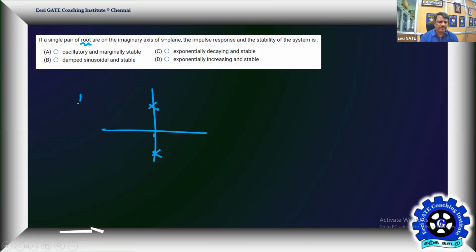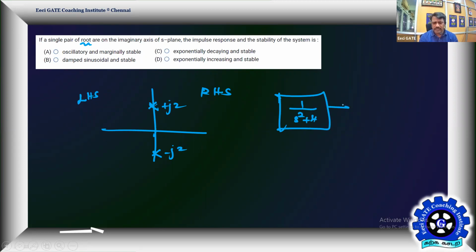Hope you remember, the left side belongs to stable, the right side belongs to unstable, and the j omega axis belongs to marginally stable. So assuming I have plus j2 and minus j2, such a system, s squared plus 4, without any input will start producing sustained oscillation. So any marginally stable system is an oscillator. Any marginally stable system is an oscillator. That's it.